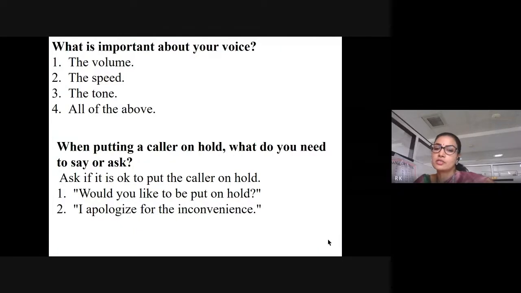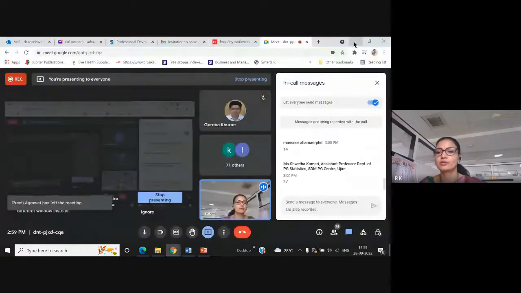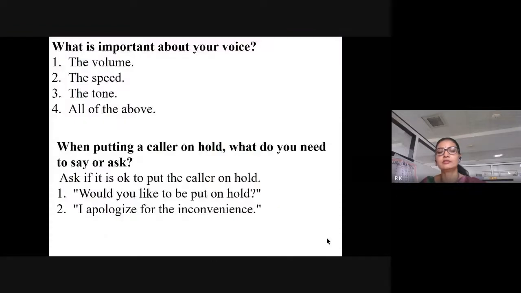So these are the other two questions which I wanted to share with you, which you can answer slowly, no issues. What is important about your voice: the volume, the speed, the tone, or all of the above? You can just post the answer in the chat box. Let me have a look. Which is the voice that you would like to have? All the choices, all of the above, done. Some of you have given right answers.